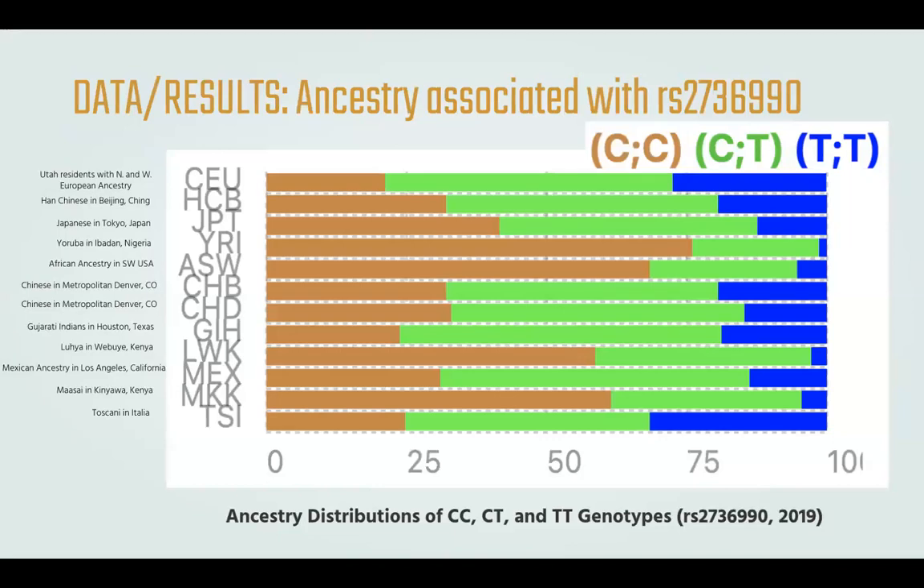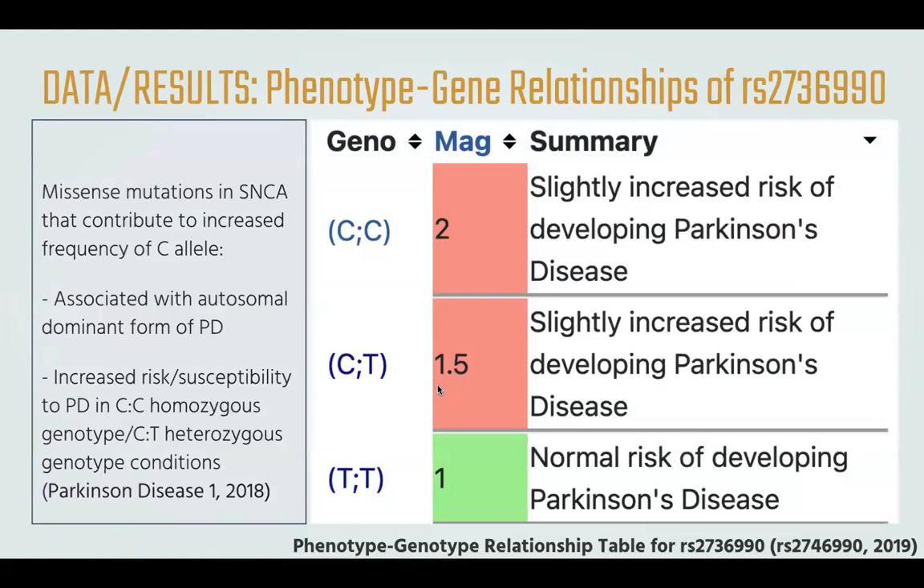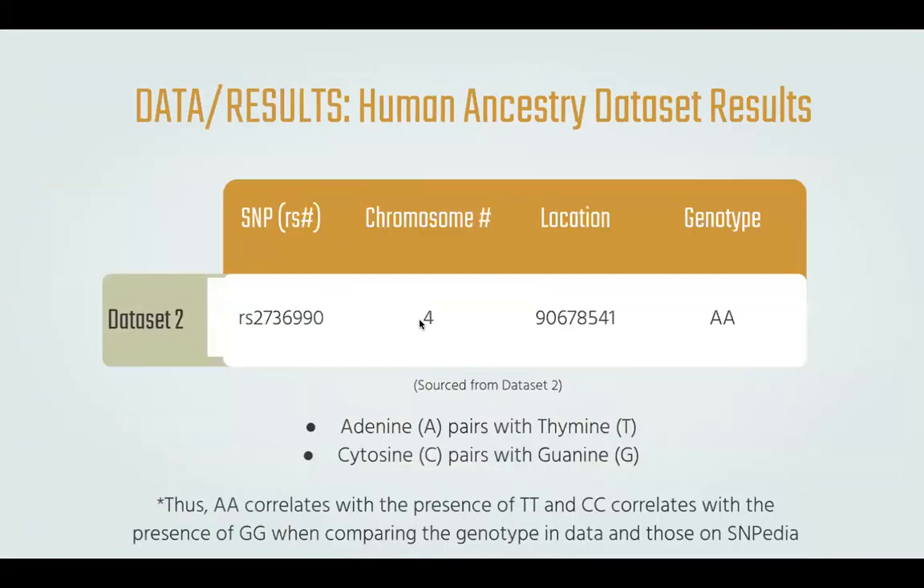One of our results is this Ancestry distribution table of the CC, CT, and TT genotypes observed amongst the Ancestry samples from the SNPedia database for the SNP identified by RS2736990. Also from the SNPedia database, we obtained this phenotype-genotype relationship table for our analyzed SNP, which depicts the CC, CT, and TT genotypes and their associated phenotypes of increased risk for PD. So these are the results obtained from locating the SNP in the provided Ancestry dataset.